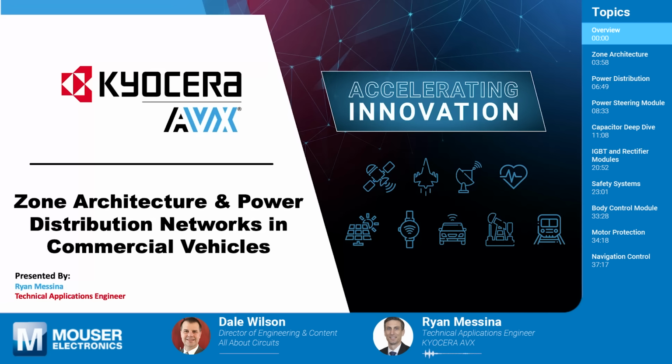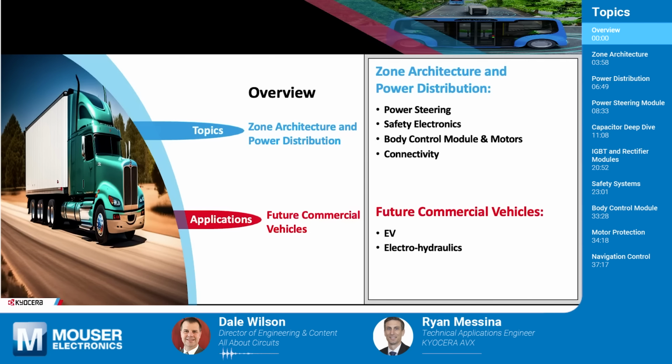Today, we're going to be talking about zone architecture and power distribution networks in commercial vehicles. Well, I'm looking to get started on it, so let's jump right in. Jumping right in, basically, there's two questions that kind of need to be answered off the bat. What is zonal architecture and why do it? A brief synopsis would be zonal architecture is essentially splitting up a vehicle into zones where you would have an ECU at each zone in the vehicle.